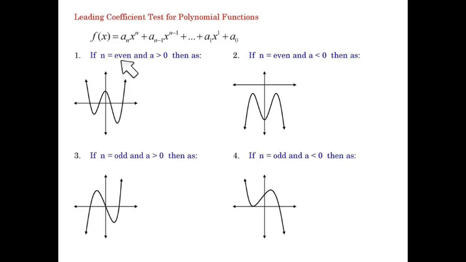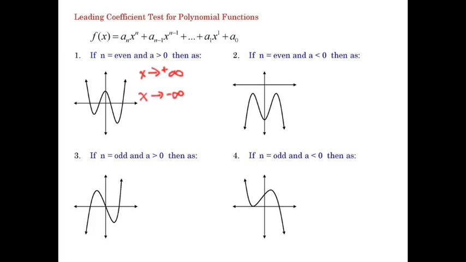If we have an even degree function, what we're going to figure out is that both of these go up at the end, and this assumes that this a value is larger than 0. If n is even and a is less than 0, like a negative 3, then it's going to go down at both ends. If n is odd, one goes up, one goes down. And if a is positive, this will go up, and then our left side will go down, and it just gets flipped over when we do it the other way around.